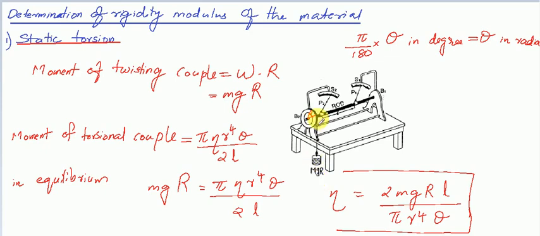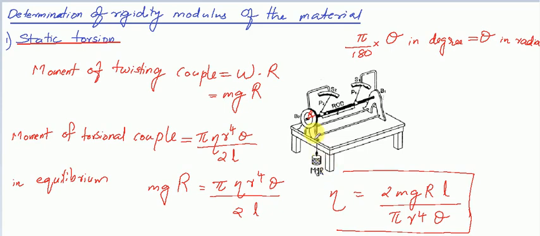Because for twisting the long rod we have to apply a force. If we apply a force, there is no way to measure the force. So what we do is we hang a weight so that the force is a measurable quantity now.